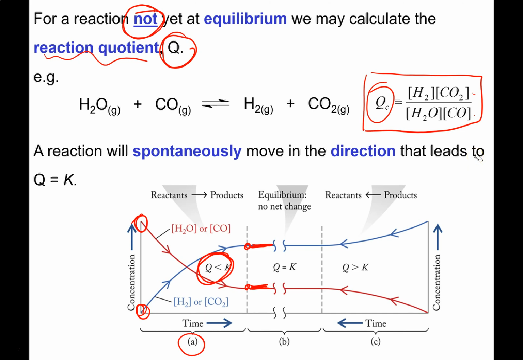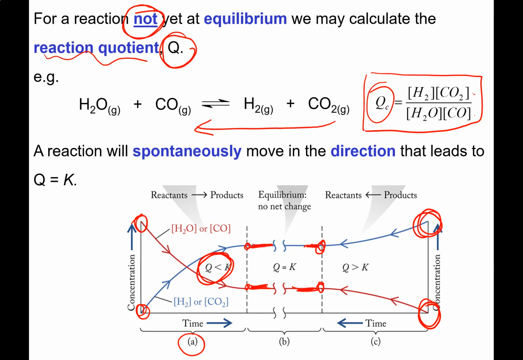If we start the other way, where we have exclusively products and no reactants, what's going to happen is the reverse reaction will occur, and we'll be turning our products into reactants. Our product concentration will decrease and our reactant concentration will increase until we get to equilibrium, and then everything will be stable from there on out.